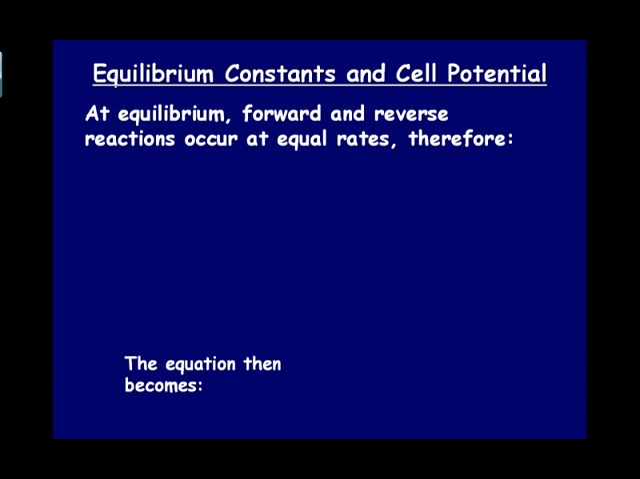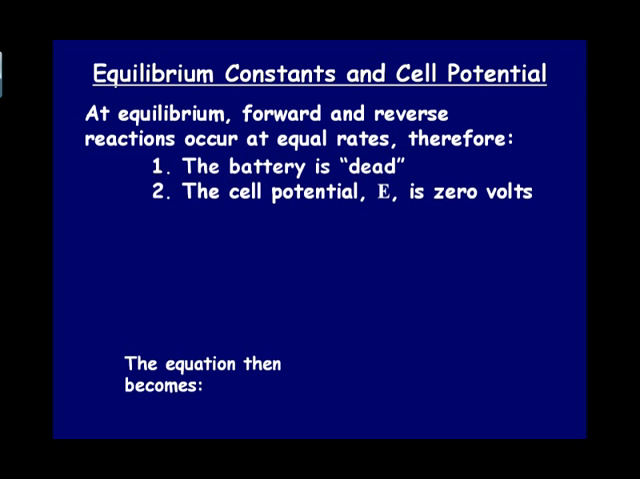Now, what happens when the reaction is actually at equilibrium? Well, we know the forward reaction and the reverse reaction would occur at equal rates. And so this is what happens when a battery goes dead. And when a battery goes dead, of course, the cell potential is 0.